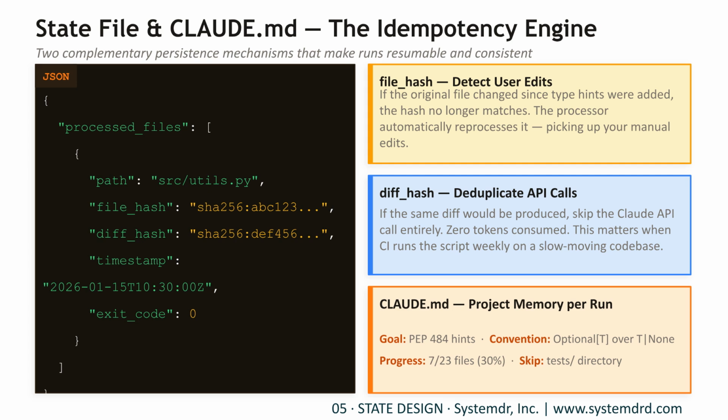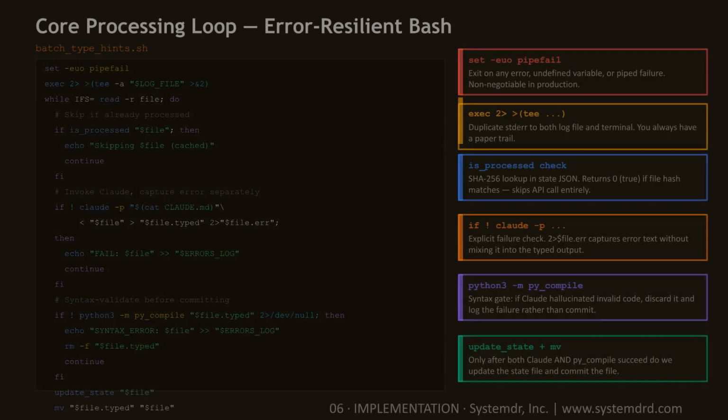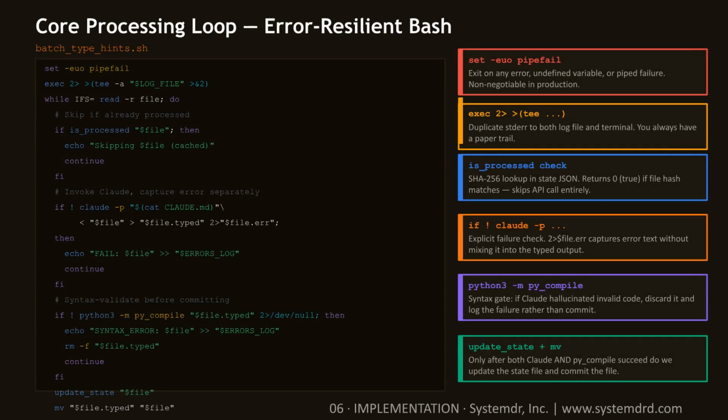Now let us look at the actual bash script and how it handles each error condition. This is the core processing loop, the heart of the batch processor. Every line here is intentional. Let us walk through the key patterns.